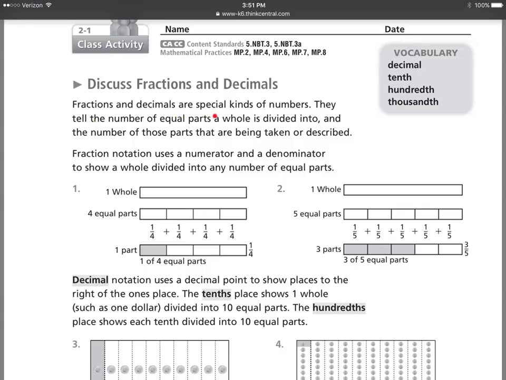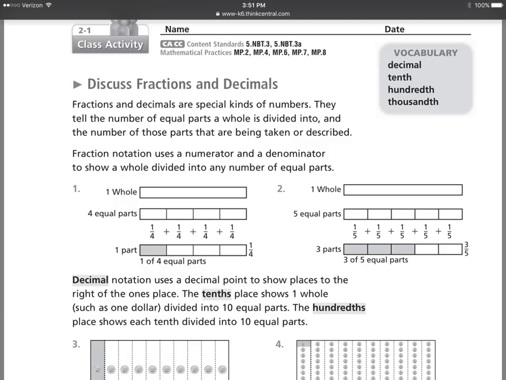Fractions and decimals are special kinds of numbers. We are already familiar with fractions, and we know what those numbers are used for. They are used to show parts of a whole. Both fractions and decimals tell the number of equal parts a whole is divided into, and the number of those parts that are being taken or described.